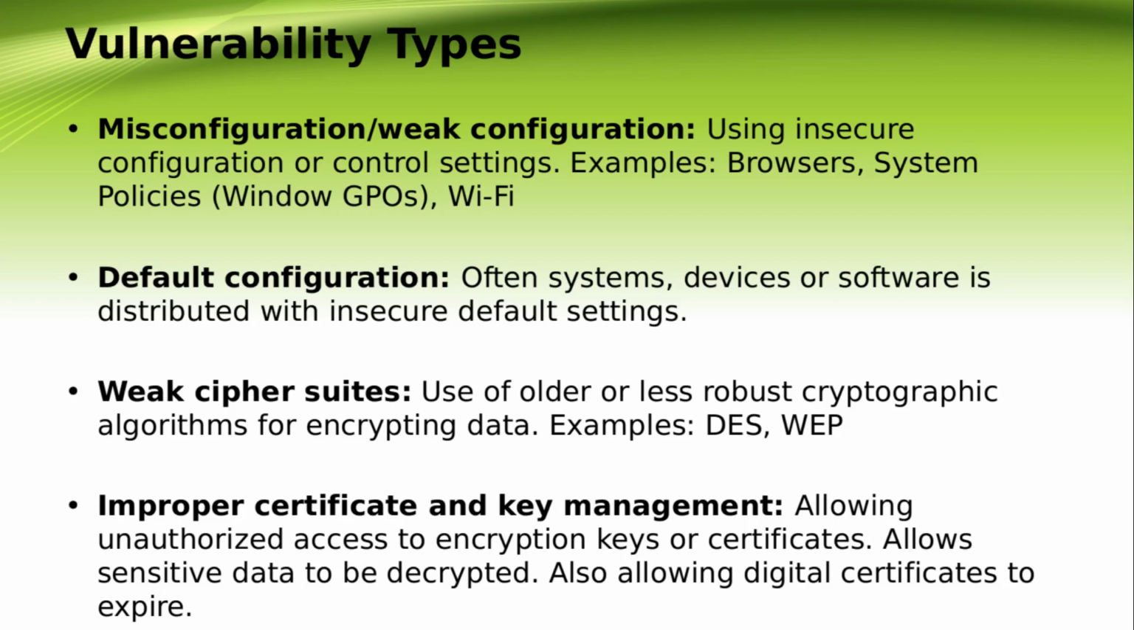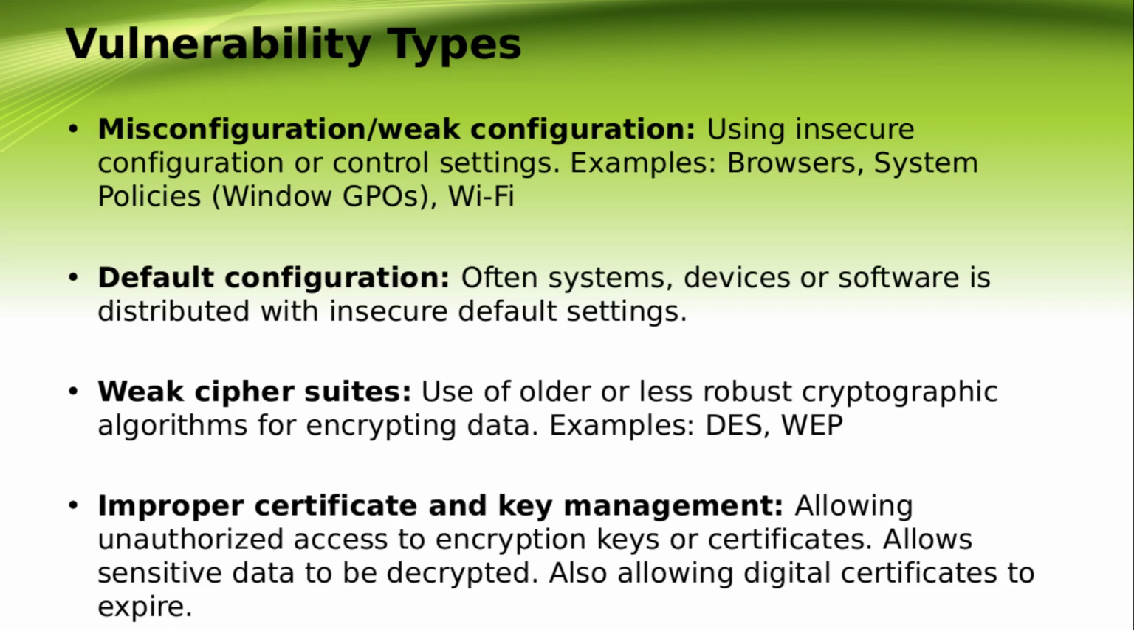Weak cipher suites: use of older or less robust cryptographic algorithms for encrypting data, for example DES, WEP. A weak cipher is defined as an encryption and decryption algorithm that uses a key of insufficient length. Using an insufficient length for a key in an encryption or decryption algorithm opens up the possibility that the encryption scheme could be broken, for example cracked.